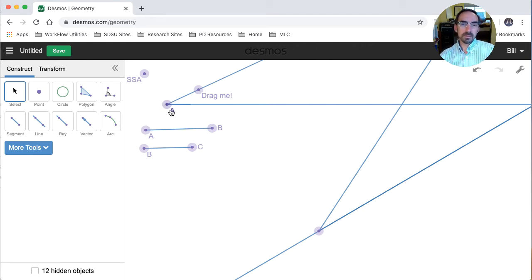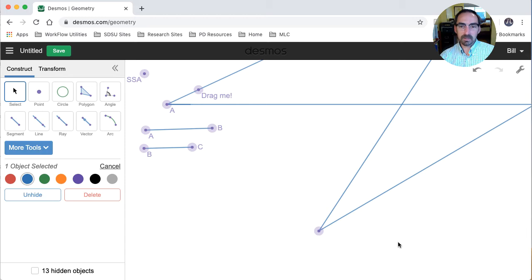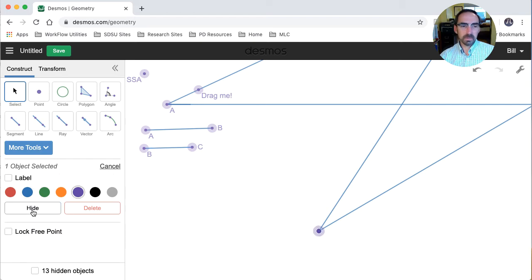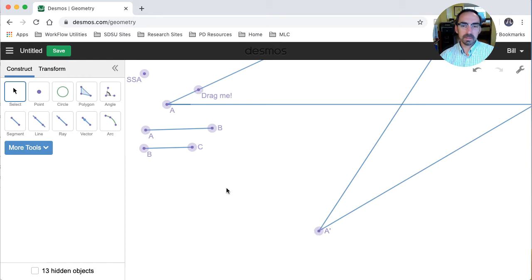Okay, so there we have the angle A is reproduced somewhere on this line. So the next step, I guess I can hide this line and leave that ray there, is going to be to construct the length AB and then the length BC. So let's call this vertex A prime, just to keep track that A, the angle over here, is the same as the angle at A prime. So there's A prime.